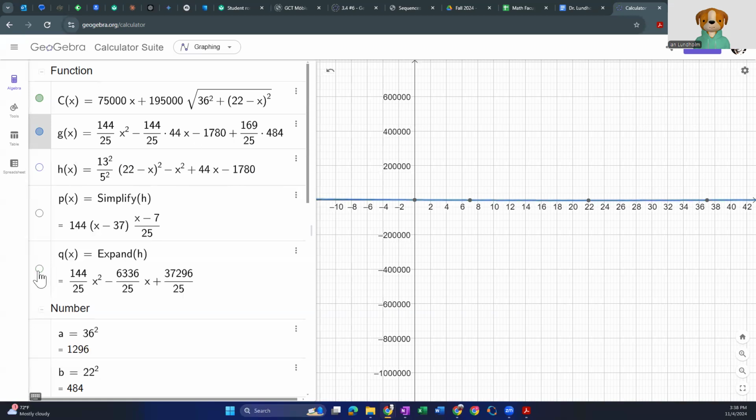If you wanted to see it in a nice, simplified slash expanded form, these are the numbers that you would throw into the quadratic formula. I know that they're not great. Or if you wanted it to be simplified in terms of being factored, there's going to be one root over here at 37 and another root at 7. So this one's actually factorable. You would just have a 144 out of 25 at the front, and then you've got an x minus 37 term and an x minus 7 term.